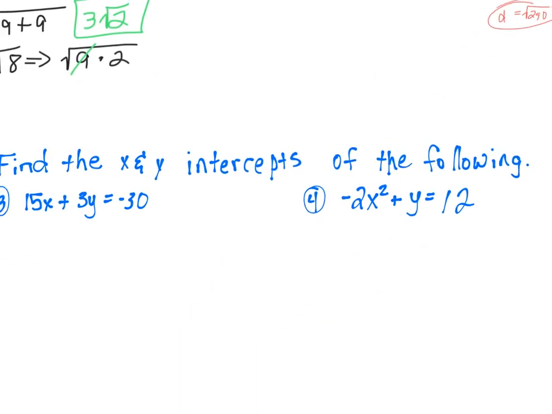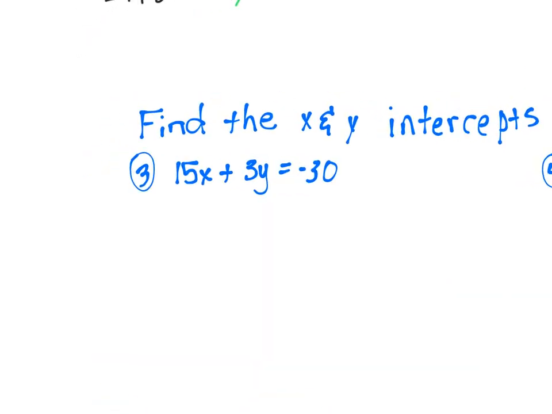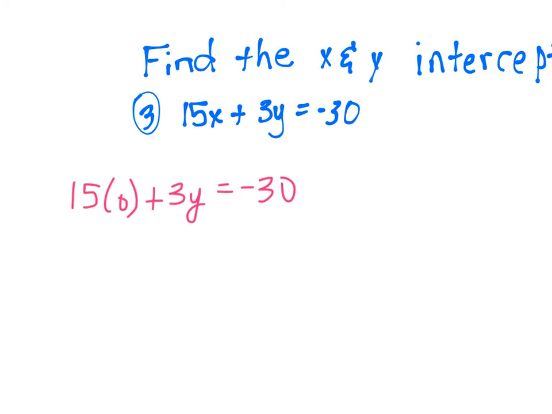So guys, now if we're going to find X and Y intercepts, remind me again how to find X and Y intercepts. Plug in 0. So let's watch. This is how I expect you to do this in your quiz tomorrow. I'm going to say 15 times 0 plus 3y equals negative 30. You don't even have to know what you're solving for. Just plug in 0 for one of the letters. So what's 15 times 0? 0. So I'm left with 3y equals negative 30.